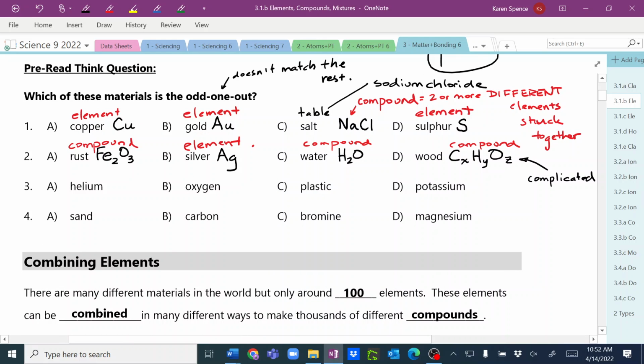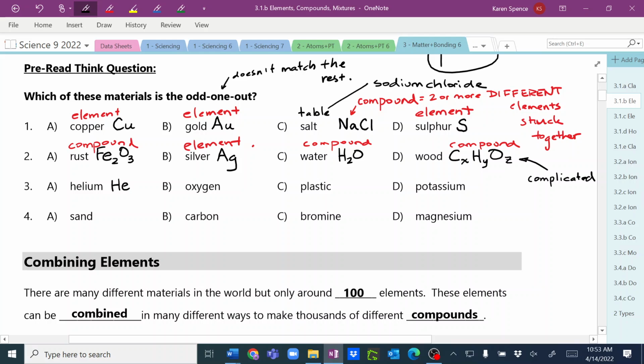Next one. Which one is the odd one out? 5, 4, 3, 2, go. Yes, it is C. What is the symbol for helium? He.